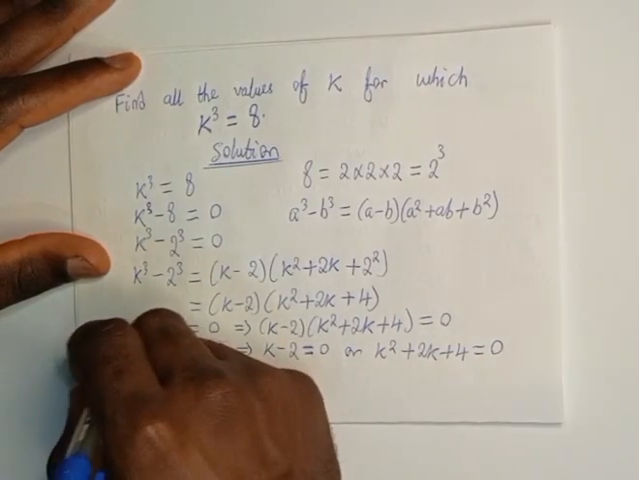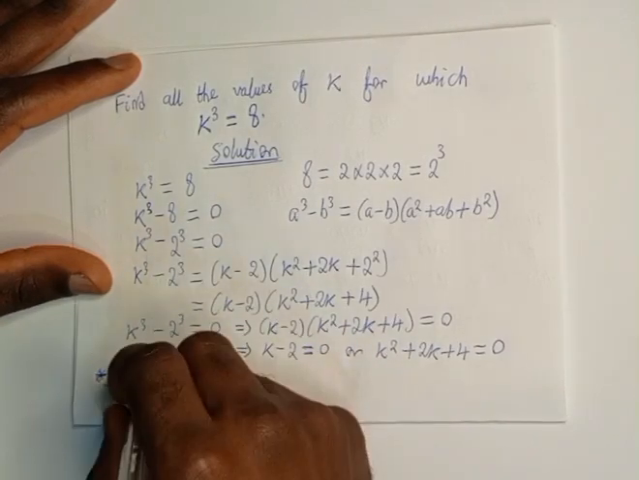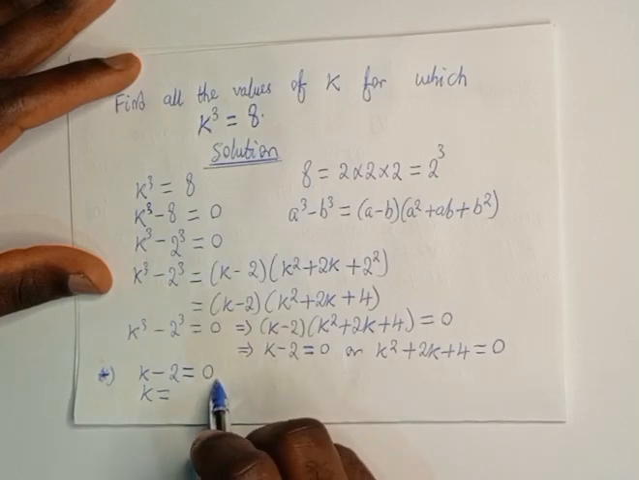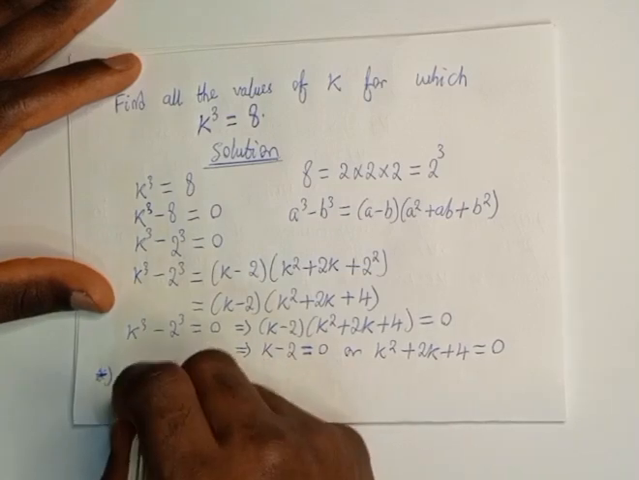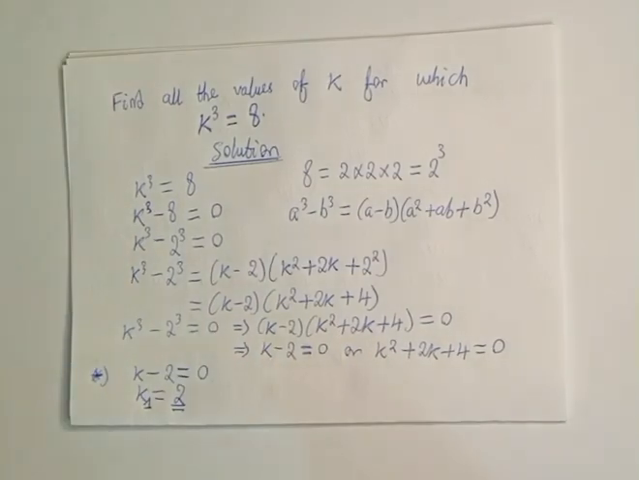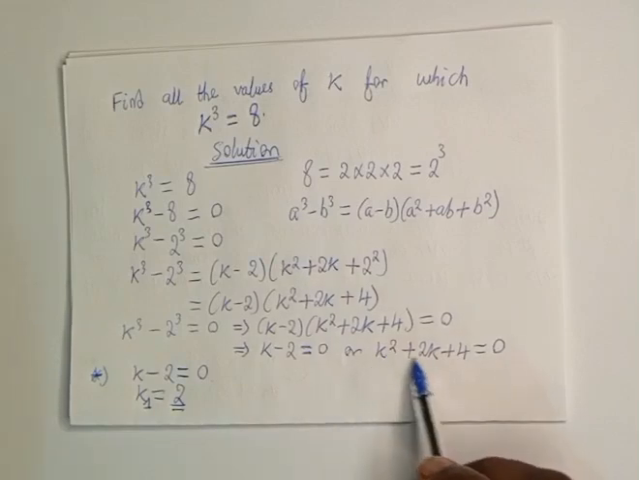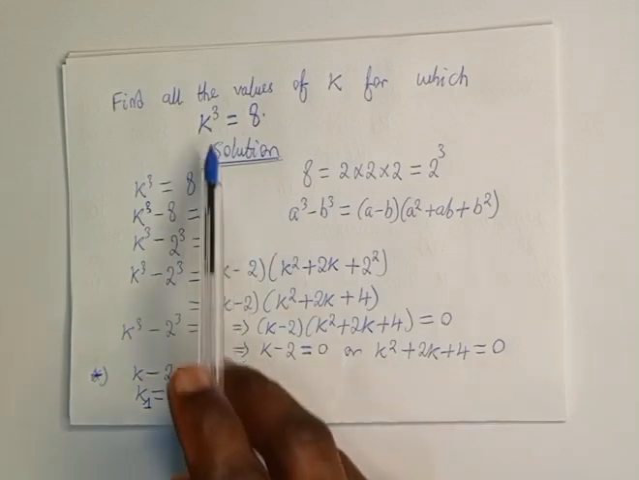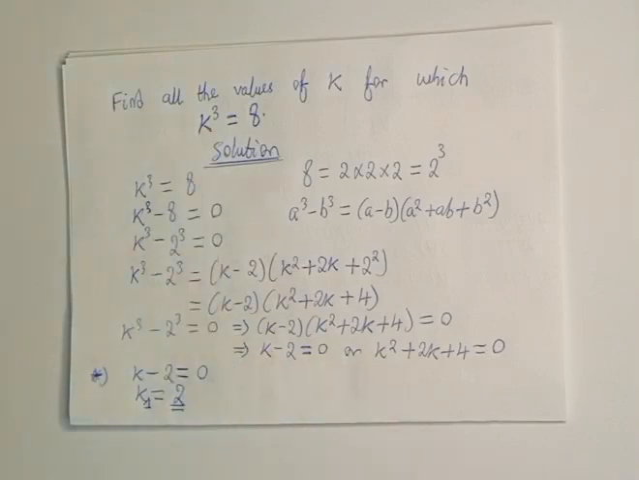If we take the first one, we equate k minus 2 equal to 0. Then k will simply be equal to, we transfer negative 2 to the right hand side, which becomes positive 2. This will give us k equal to 2. This is our first value for k. We are going to call it k1. Next, we are going to solve the quadratic equation k squared plus 2k plus 4 equal to 0 to obtain k2 and k3. Remember, this is a polynomial of degree 3. Therefore, it has 3 solutions.